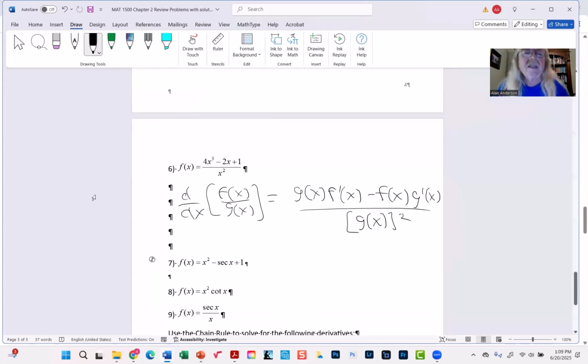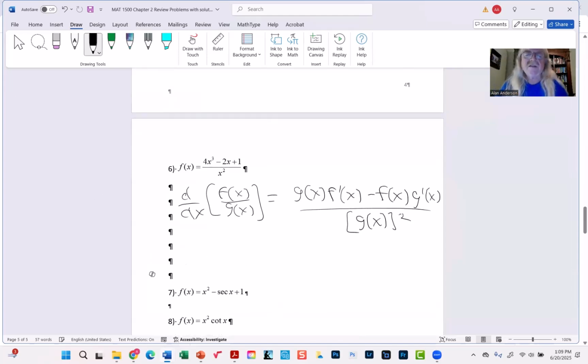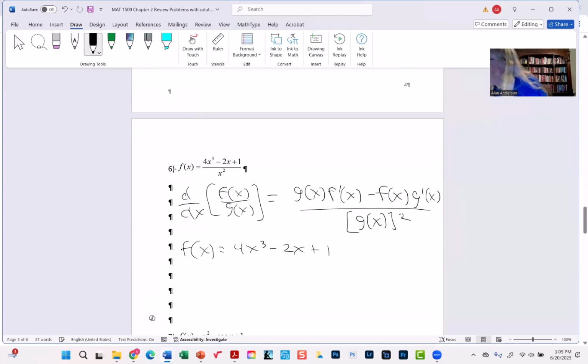And so in this case, of course, the numerator is f of x, 4x cubed minus 2x plus 1. So the derivative, based on the power rule that we saw earlier, is 12x squared minus 2. G of x is x squared, and so g prime of x, again based on the power rule, is simply 2x.